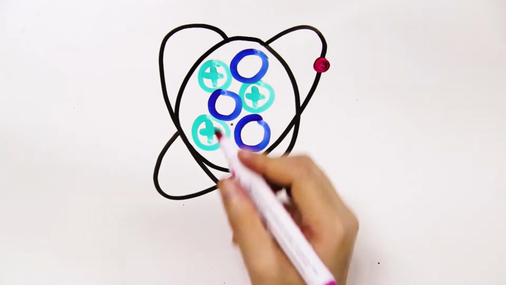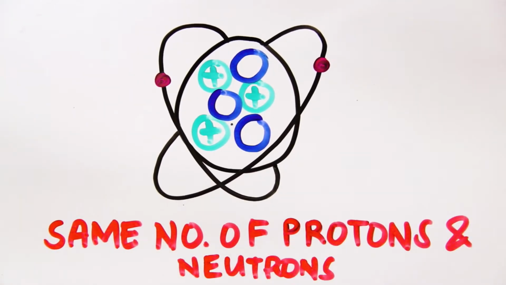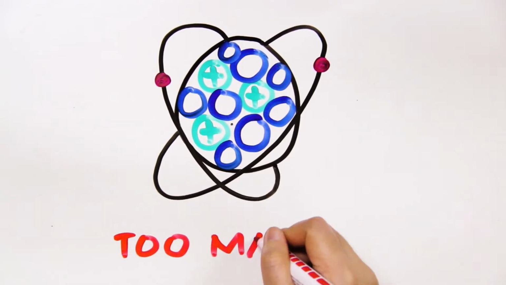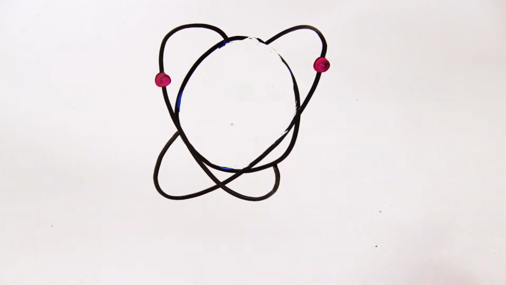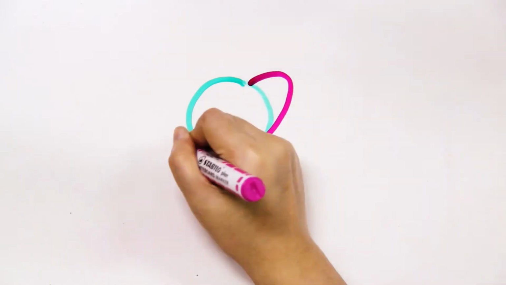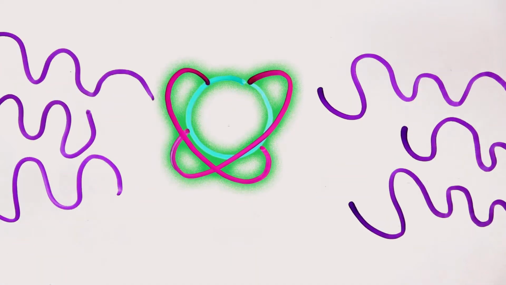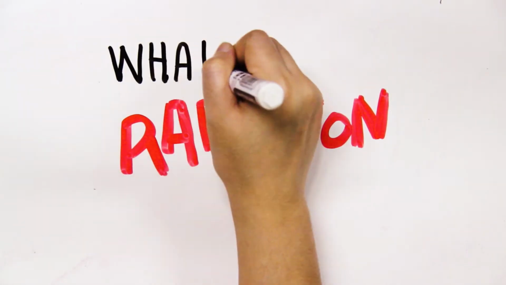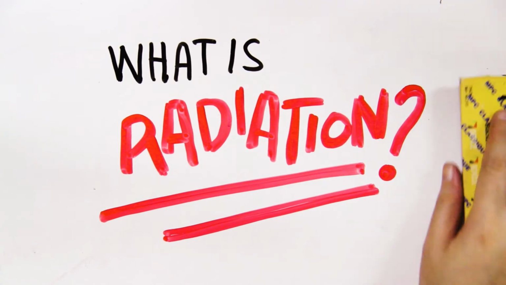Now, many isotopes have around the same number of protons and neutrons in their atoms. But what happens when an atom has too many neutrons, or too few? The nucleus ends up becoming unstable. It has to release its excess energy. We call that radiation. And I hear you saying, what's radiation? Well, that's a topic for another day.